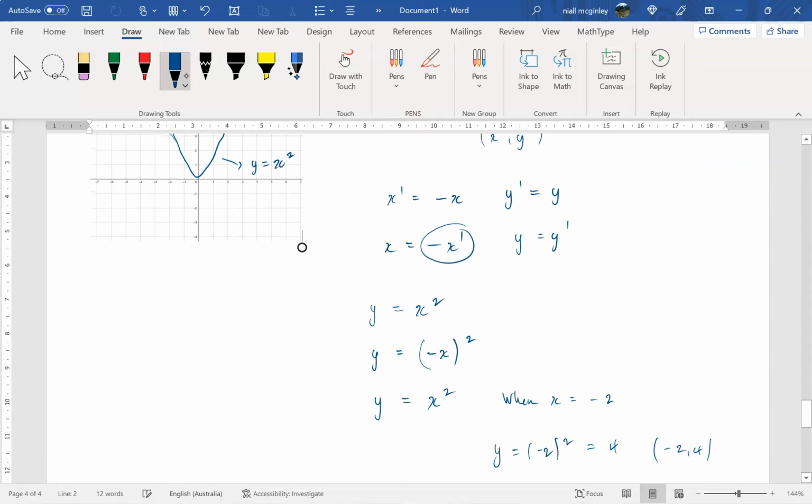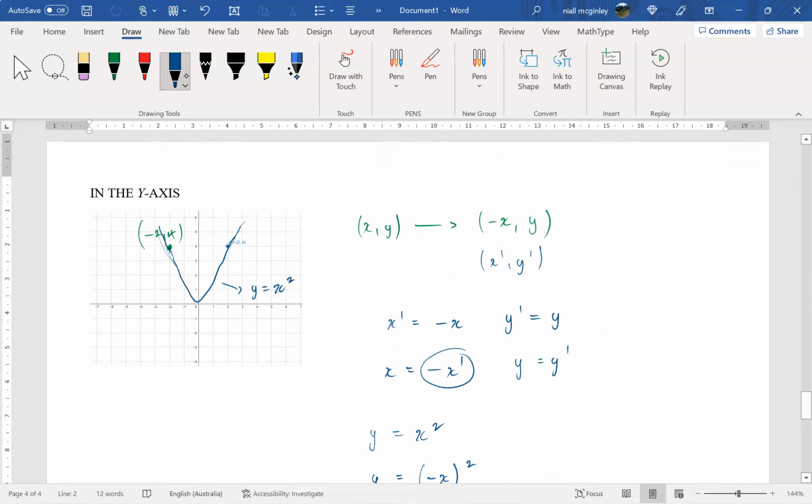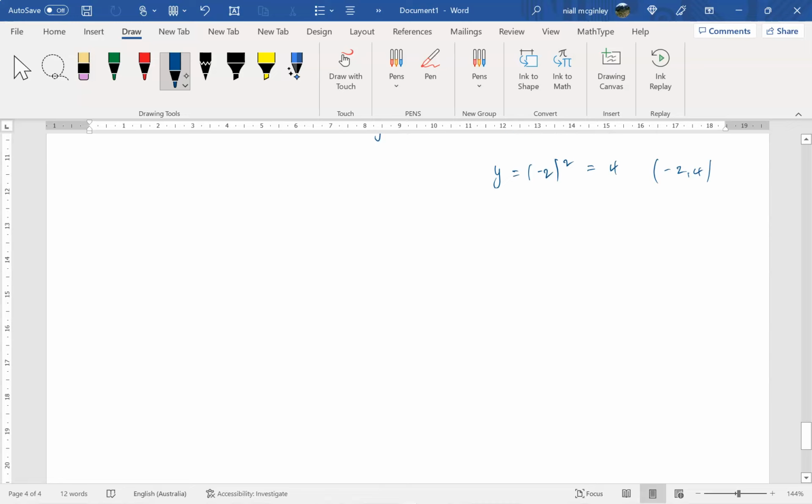So we'll see from this, when you do a reflection in the y-axis, with your f(x), what you always do is the x value that changes. Therefore, when you do a reflection in the y-axis, you replace x with negative x.